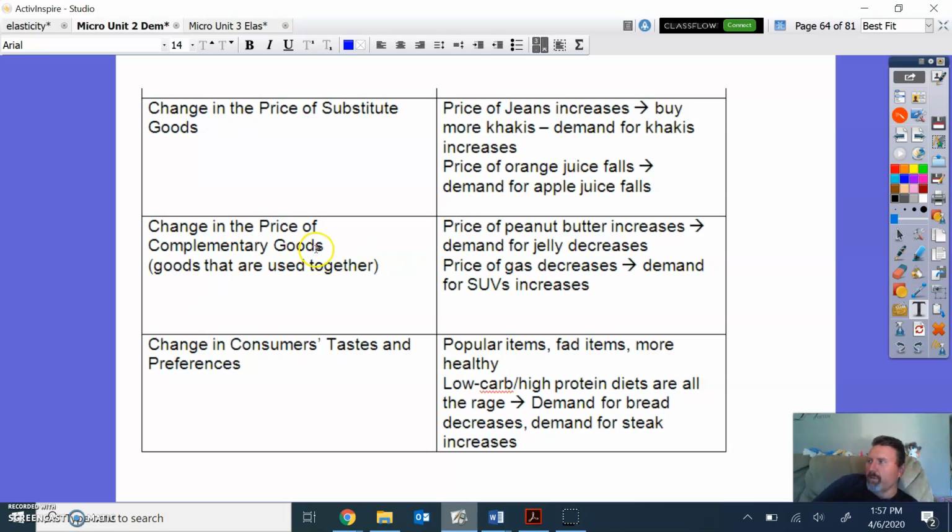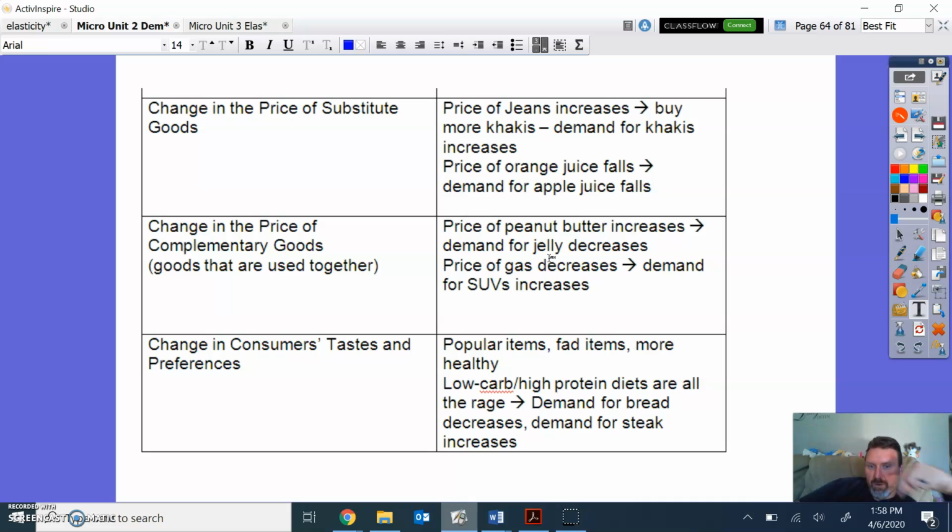Complementary goods, like we talked about in the previous podcast, are things that go together. What goes with peanut butter? Jelly. I don't want to hear fluffernutter goes with peanut butter, or celery. Complementary goods, the same, gas and SUVs, right? So when the price of peanut butter goes up and people buy jelly with their peanut butter, demand for jelly goes down. In and out, right? So demand for jelly would go in.